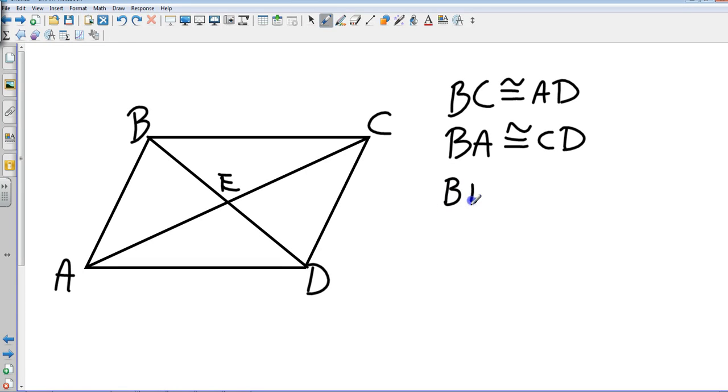BE is congruent to DE. Okay. BE is congruent to, I'm just going to go with ED. If you put DE, that's fine. Same thing. Doesn't matter. Skylar, what's the other one?